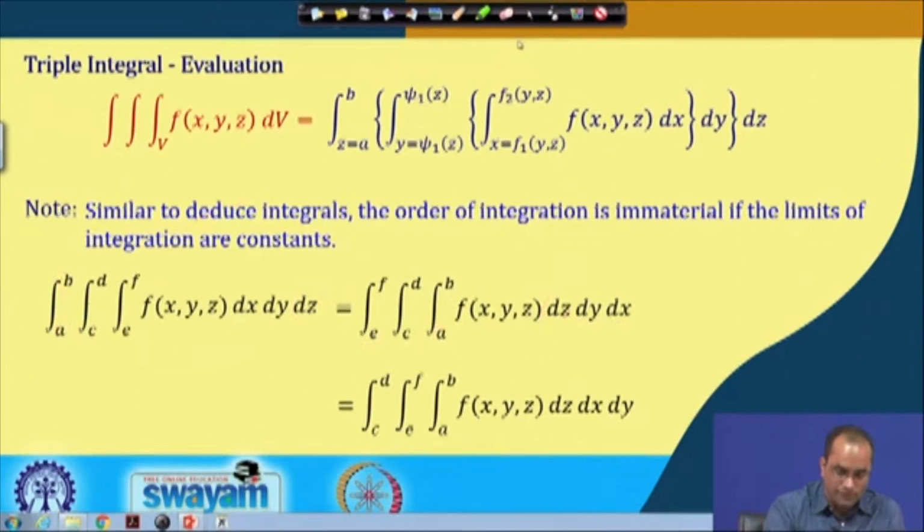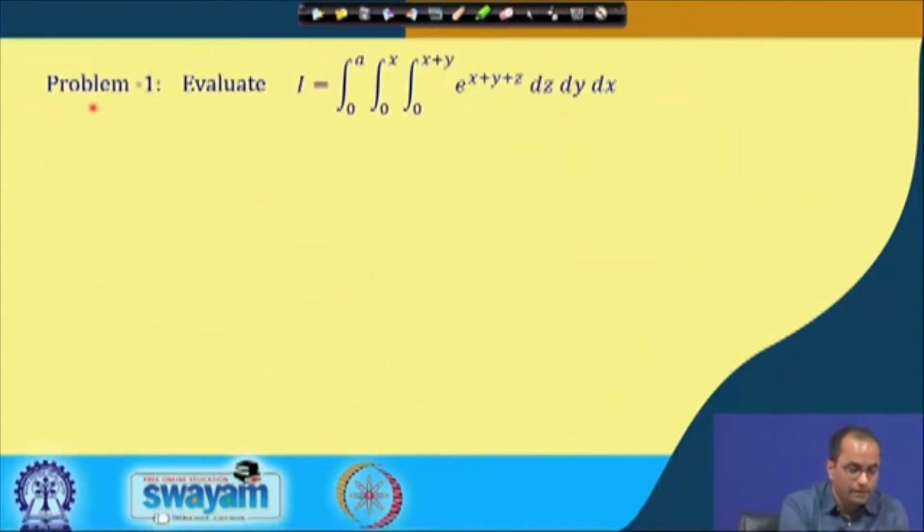Okay, so here now we will go for the evaluation. That is the first example we will consider.